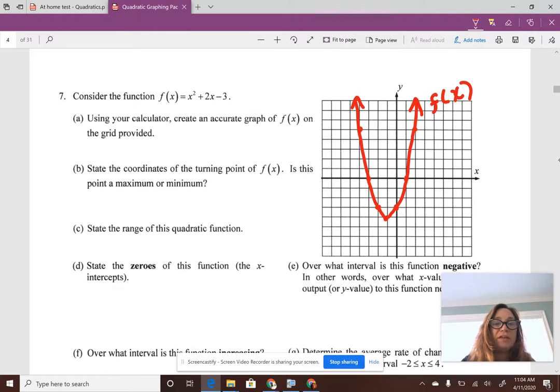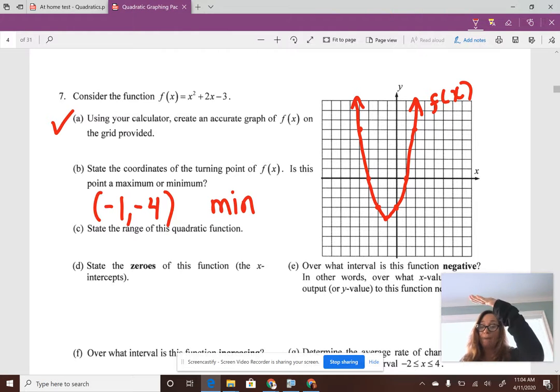So using your calculator, create an accurate graph. So I did that. State the coordinates of the turning point. So the coordinates of the turning point were -1, -4. And this is a minimum because it's at the bottom. So at the top, max, at the bottom, min.